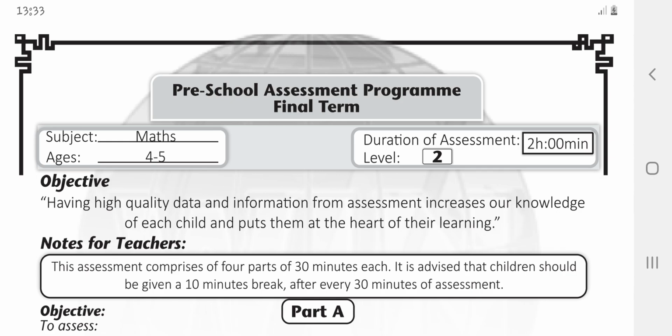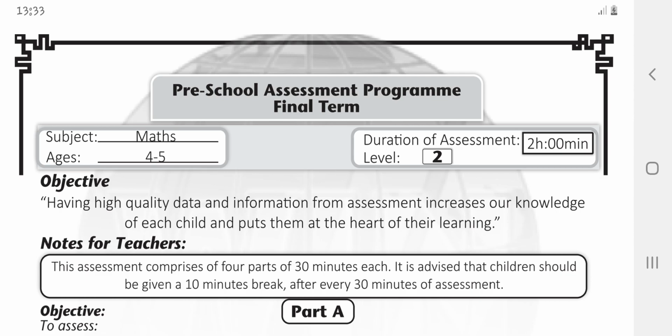Preschool assessment program, final term assessments. Previously, I have uploaded math assessment for age 3 to 4, level 1, which was for playgroup. Now it is math assessment age 4 to 5, level 2. You can call it nursery or ECD 2, whatever you call it in your school.